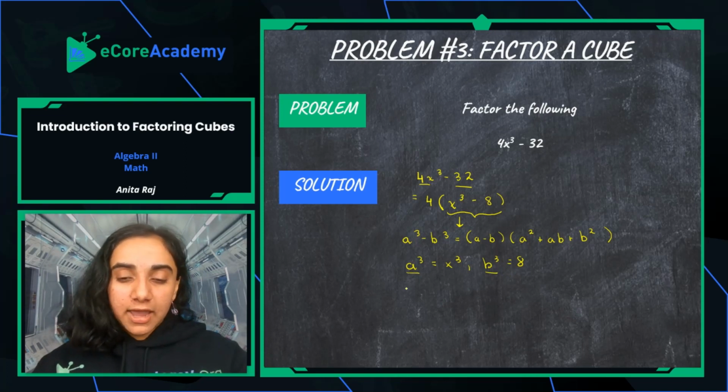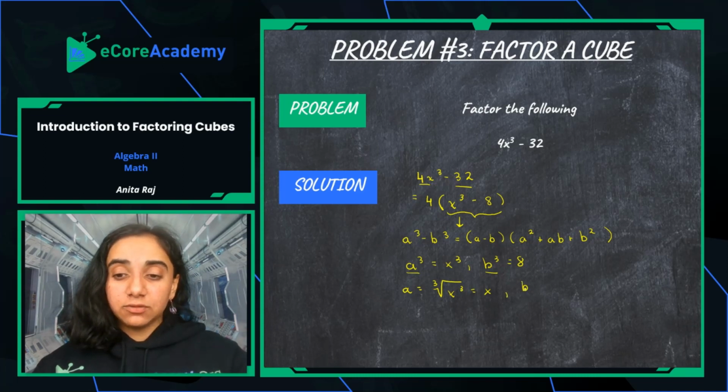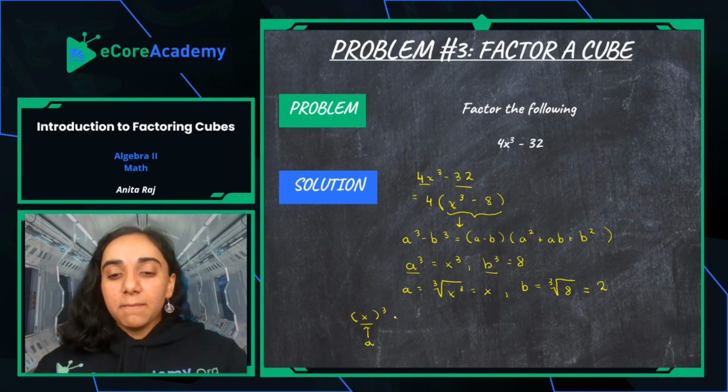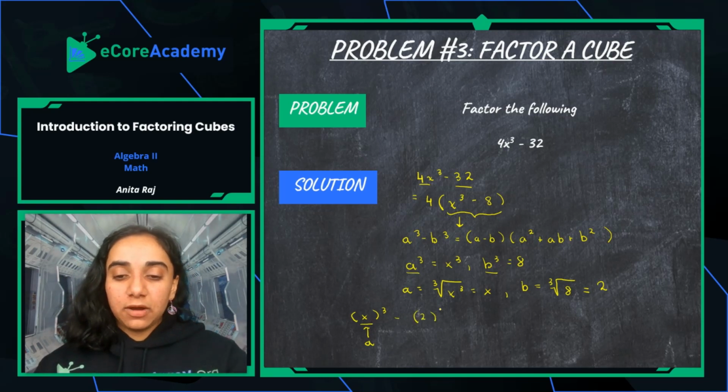All right. So a is equal to the cube root of x cubed, which is just going to be equal to x. And b is equal to the cube root of 8. And if you remember your cube roots, 2 times 2 times 2 is equal to 8. So the cube root of 8 is equal to 2. So now we can rewrite this as x cubed. This is our a term here, because x to the power of 3 is equal to x cubed, minus 2 to the power of 3, which is going to give us 8. And 2 is our b term.